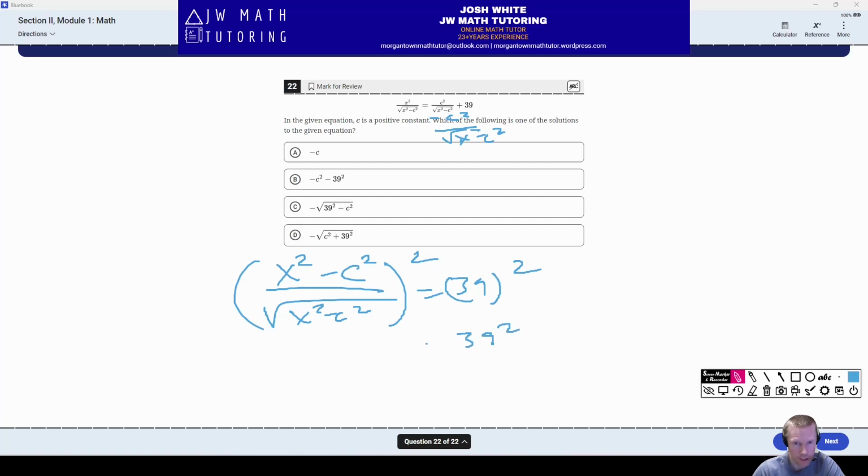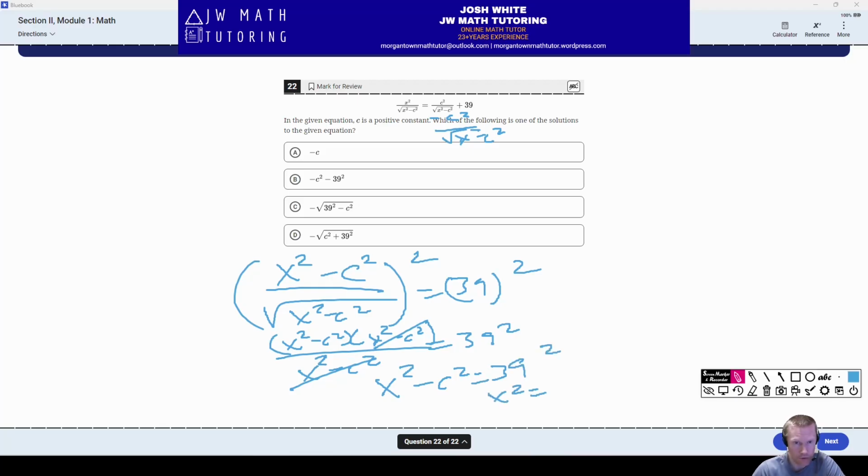So on the right side, we have 39 squared. On the left side, the root cancels out on the bottom, and you'd have just x squared minus c squared. On the top, you have x squared minus c squared, and I'm just going to write it twice. So now notice this and one of these parentheses cancel out. So you get x squared minus c squared equals 39 squared.